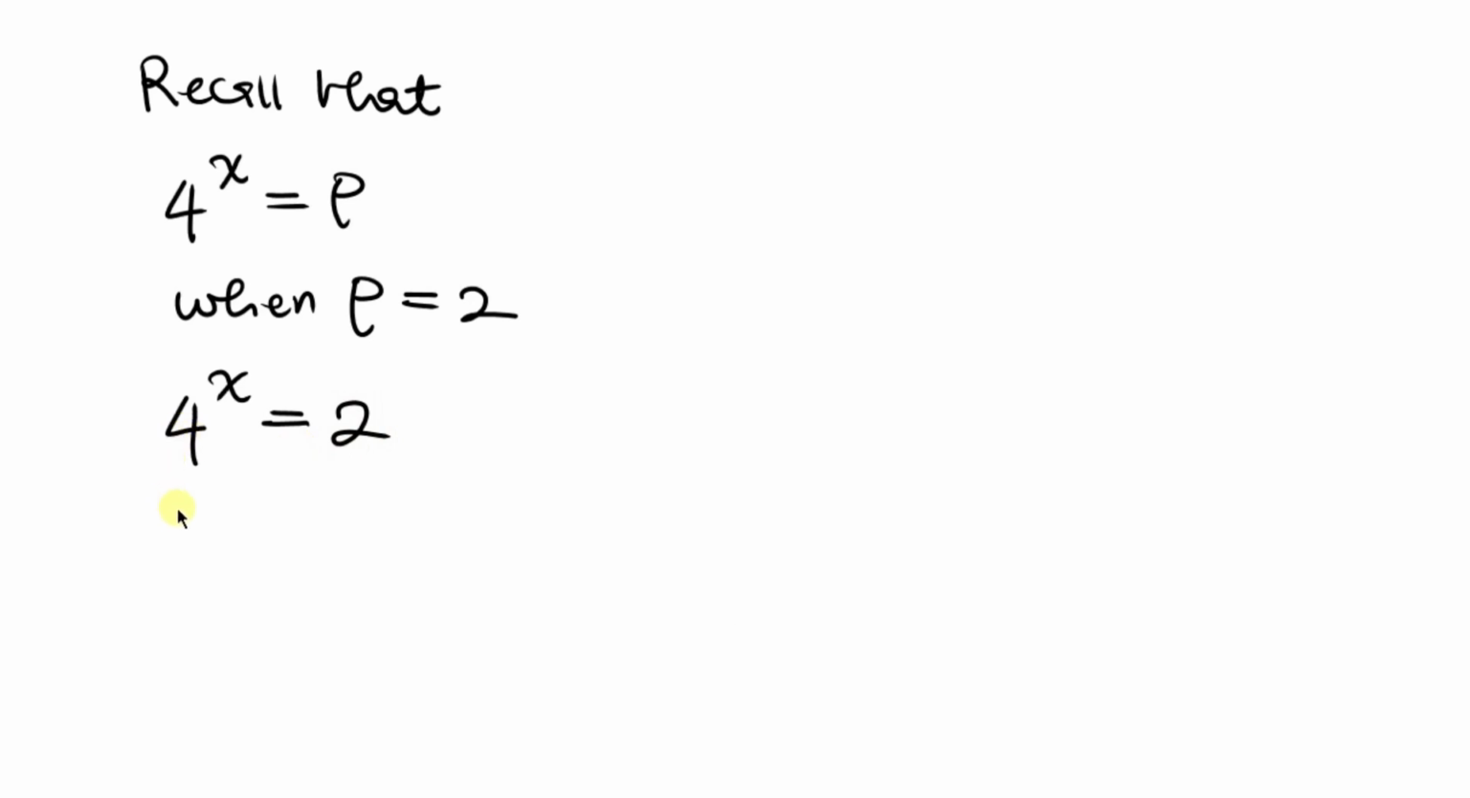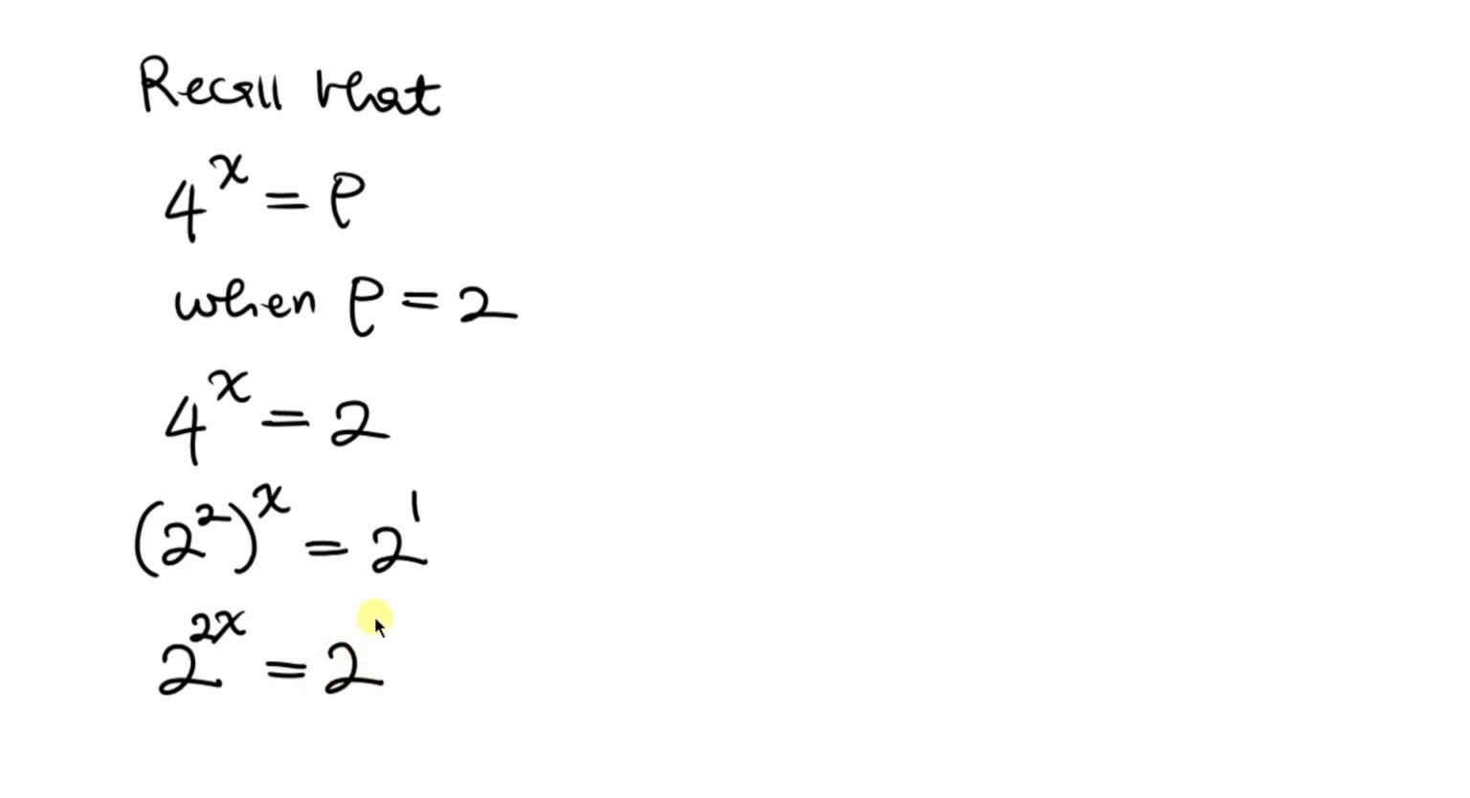And 4 can be written as 2 squared, and this is raised to the x. This 2 is the same as 2 to the 1. Now, from indices, these 2 and this x can multiply. So we have 2 to the 2 times x, which is 2x, and this is equal to 2 to the 1.